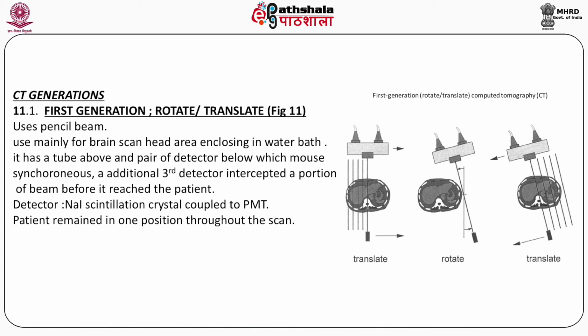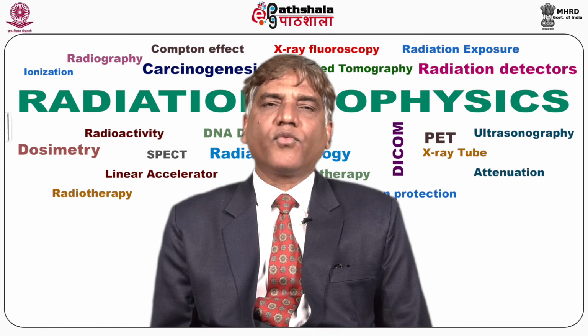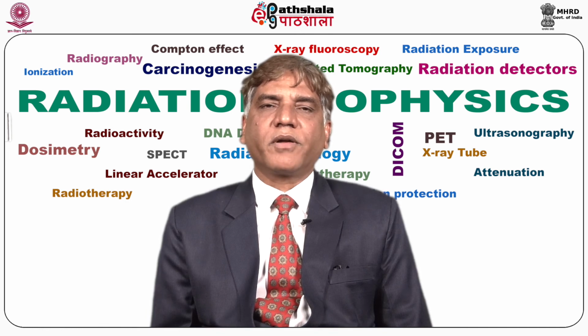It used to take 160 measurements, and then when it completed one translation movement, the whole tube together with the detector assembly rotated, and again the transmitted translational measurement was repeated to acquire the next data. This was repeated until 180 degree projections were acquired at 1 degree interval.